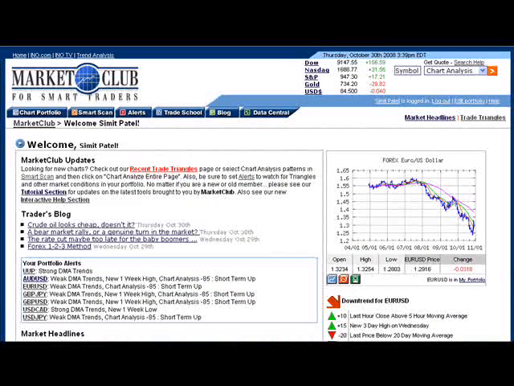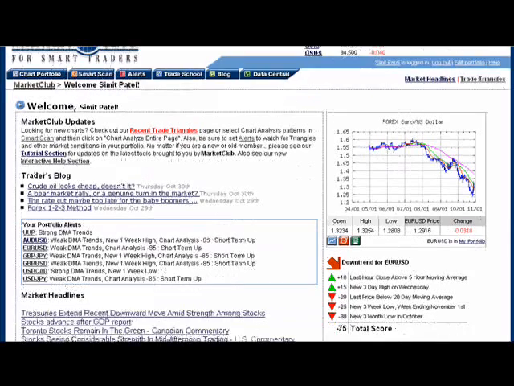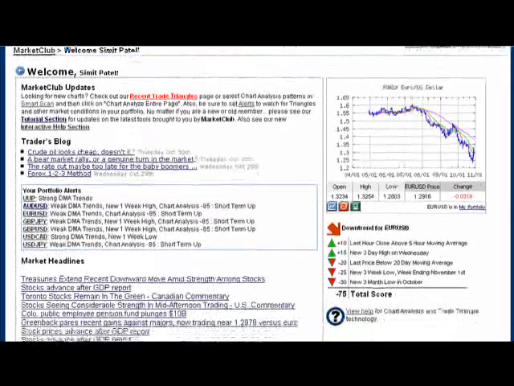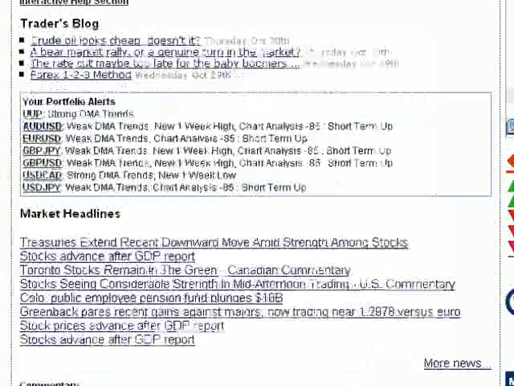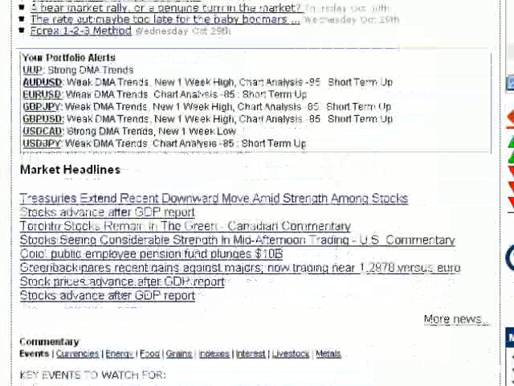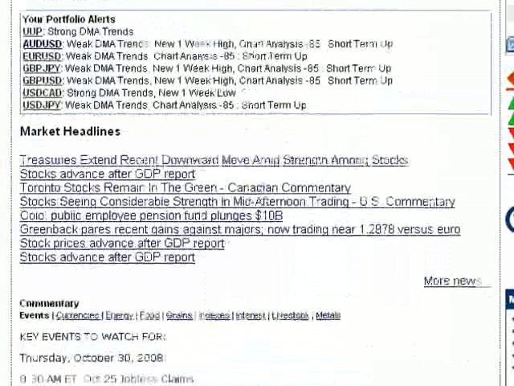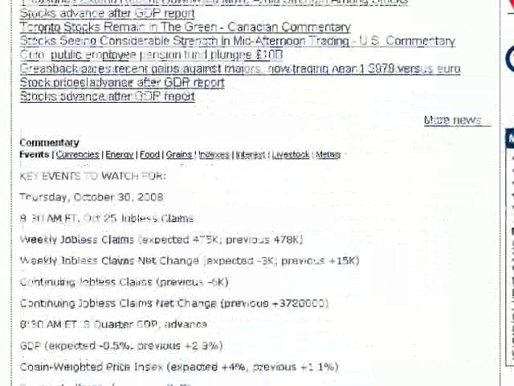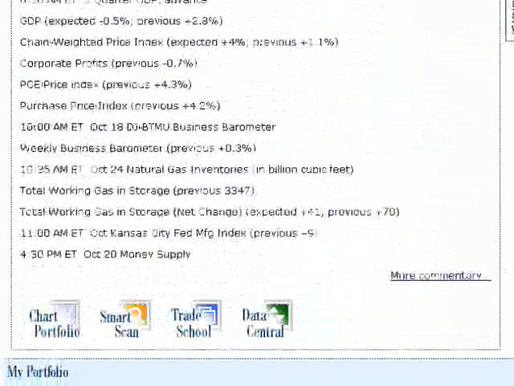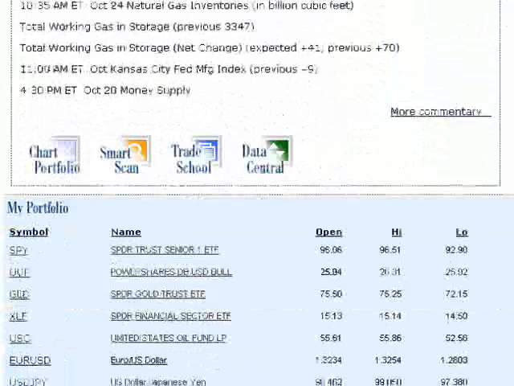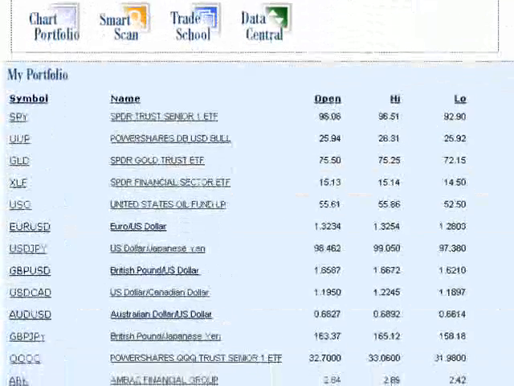Okay, so I'm logged into my Marketclub analysis software, and what you see here is the home page. And you have the updates from the iknow.com blog, my portfolio alerts, which I'm going to go into in a second, market headlines, key events to watch for. And then the part I'm interested in going over with everyone today is my portfolio.